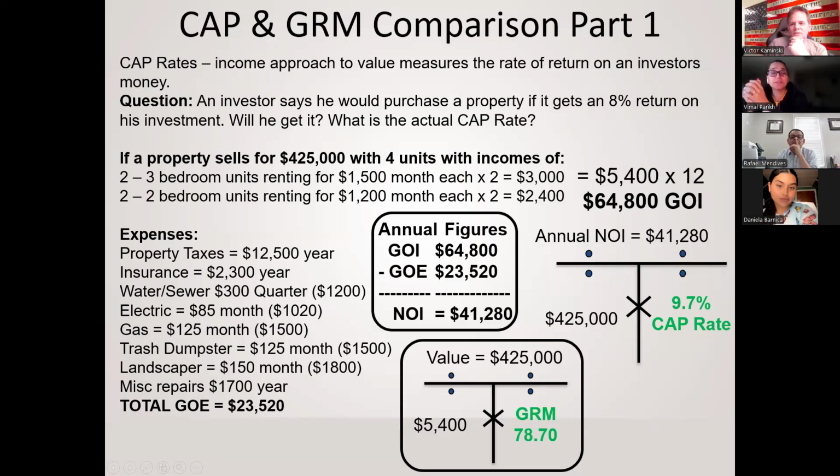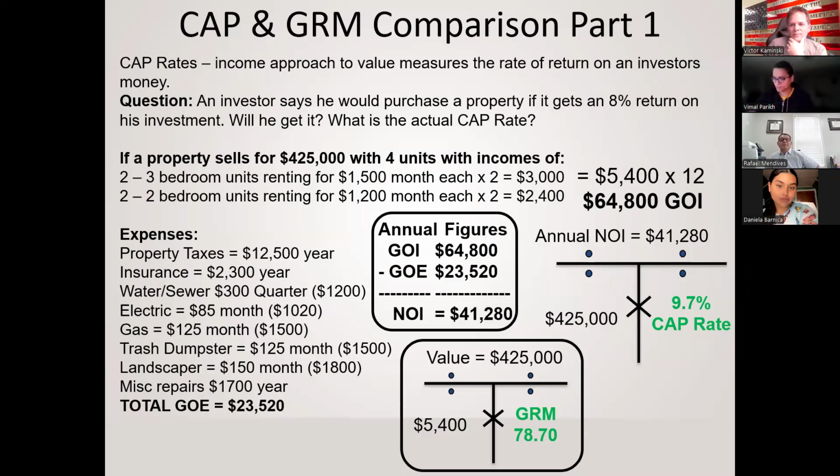Let me ask you, here in this case, we sell the property for 425 with 4 units with income of. So we have two incomes, right? We're talking about an investor who wants to buy this property, but only if he makes so much money on this property by holding it and renting it. He said that he would buy this property if he gets an 8% return on his investment.